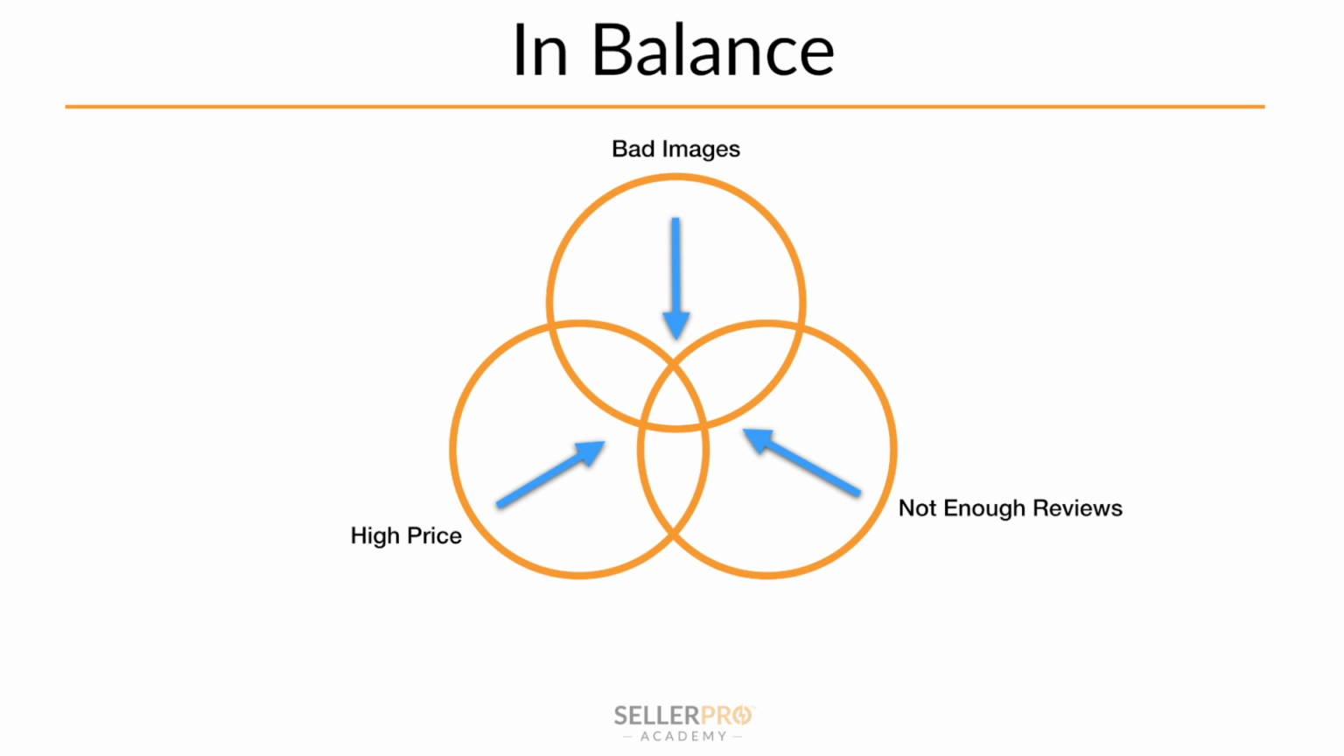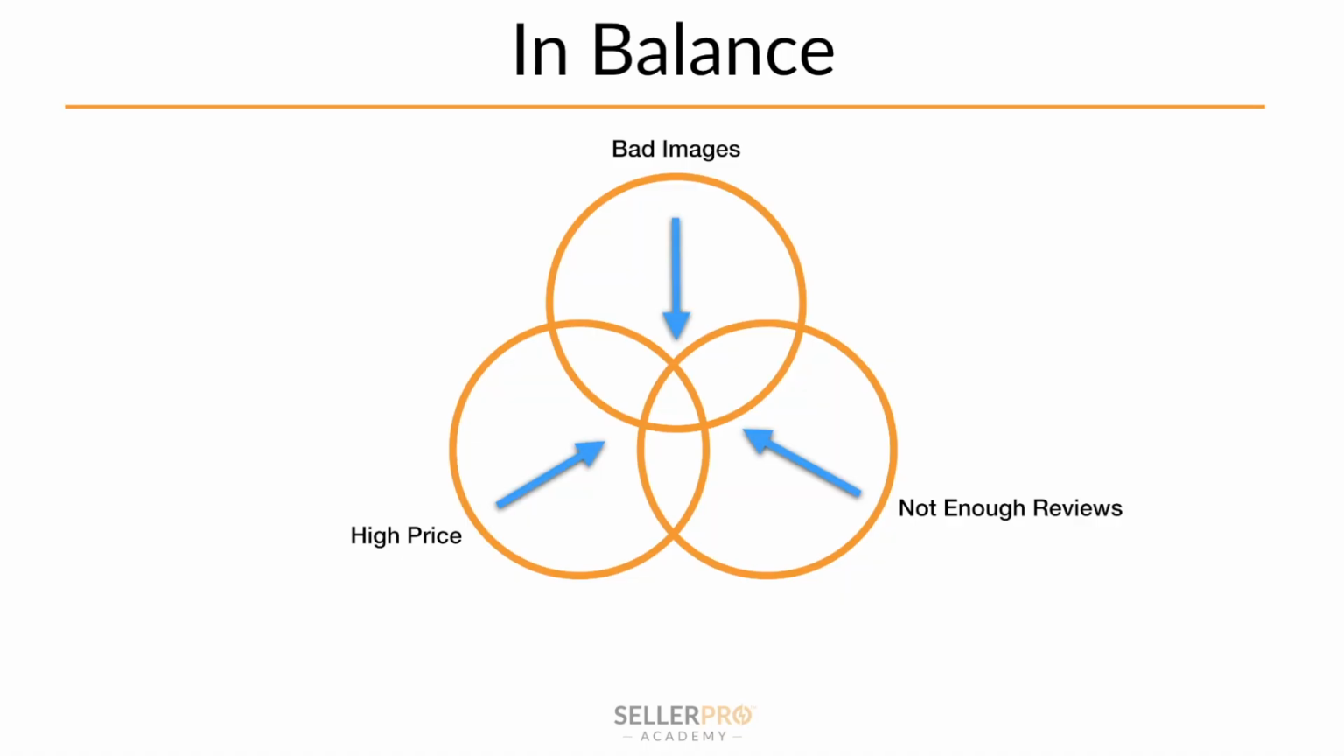Or not enough reviews, or very, very few reviews, or terrible reviews, one of the two. So what we're trying to do is get into the position. We want to get to a point where we're as close to the middle of this diagram as possible. The more optimized the price, the closer towards the middle of the Venn diagram you get. The better the images, the further down you get towards the middle of that Venn diagram. And then the better the reviews, in terms of lots of positive reviews with pictures on them, the closer you get to the middle as well.